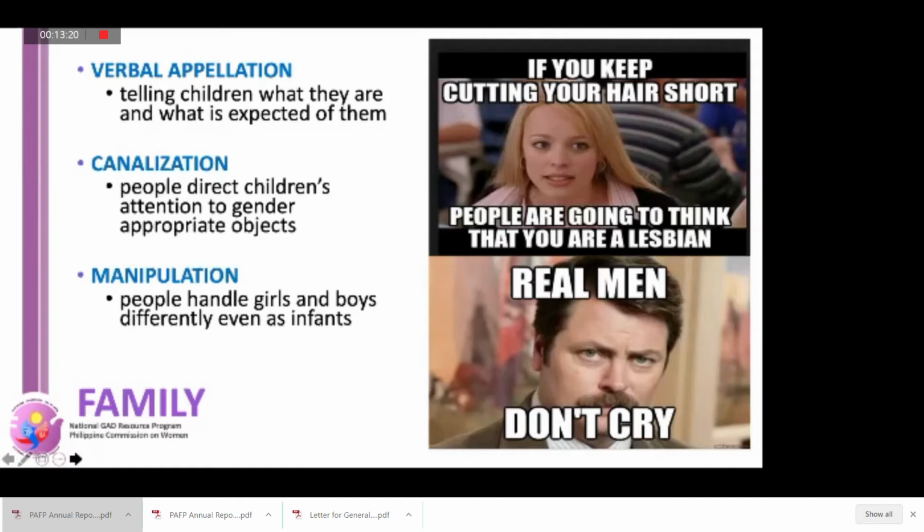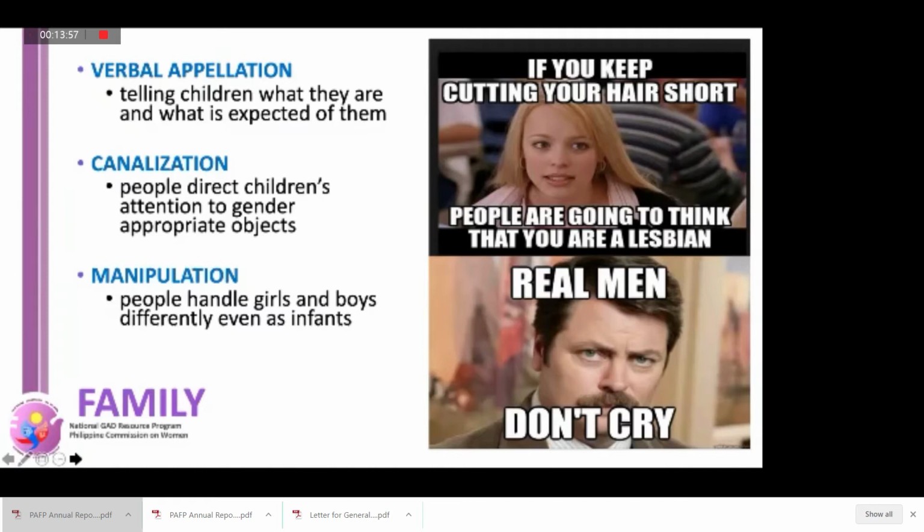So that kind of learning starts from the family, and the effect will be it will be perpetrated when the child grows up, and of course, because family is an important part of the society, this also plays a role in the gender roles that really causes the constriction that I was mentioning a while ago. All right, for canalization, people direct children's attention to gender appropriate objects. We tend to associate objects with specific gender.